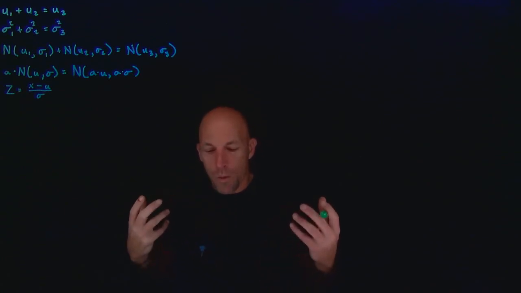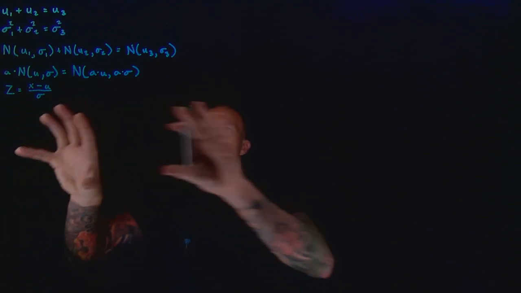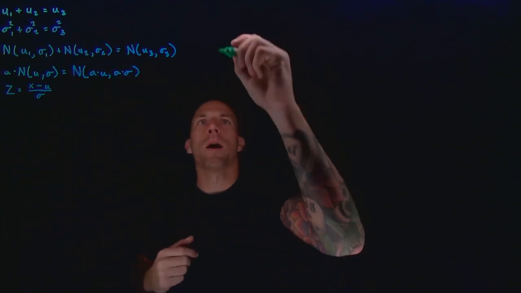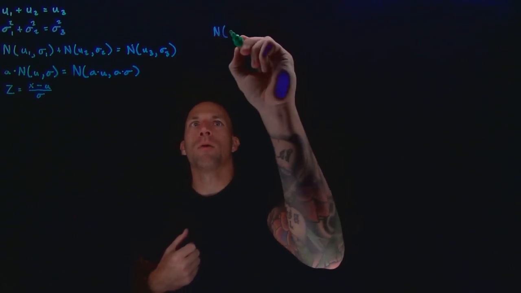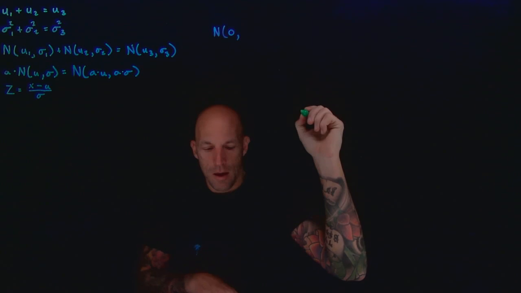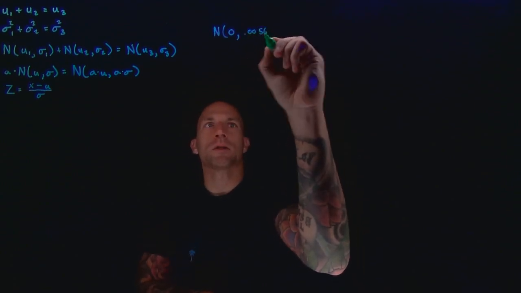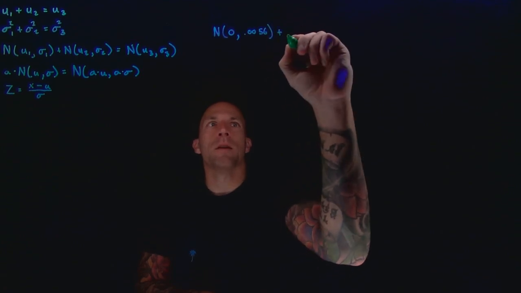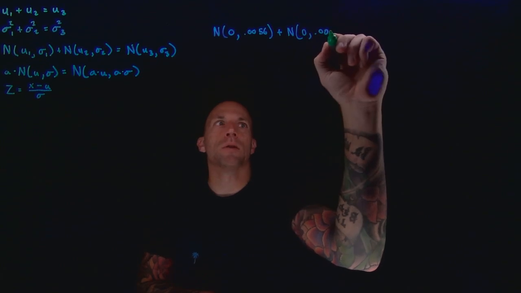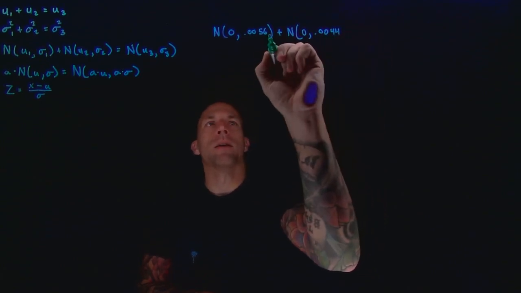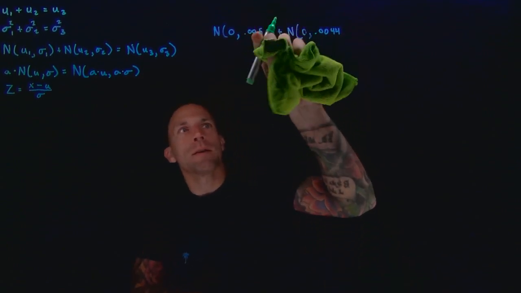So in this problem, we're given standard deviations. So I'm going to take the information from the problem and write a new statement here based on this and walk you through it. So we've got a normal random variable with mean 0 and standard deviation 0.0056h. And we've got another normal random variable, again with mean 0, but this one with standard deviation 0.0044h.